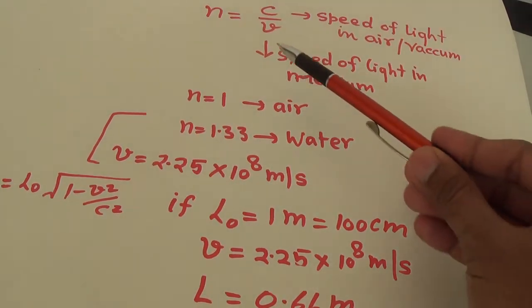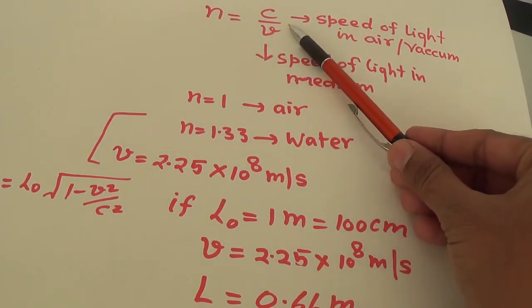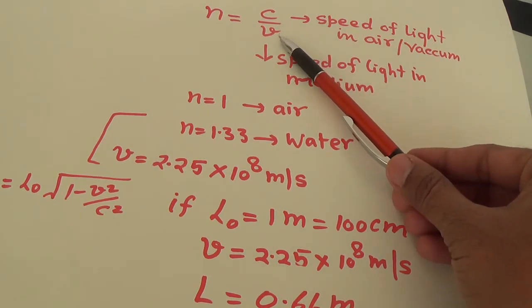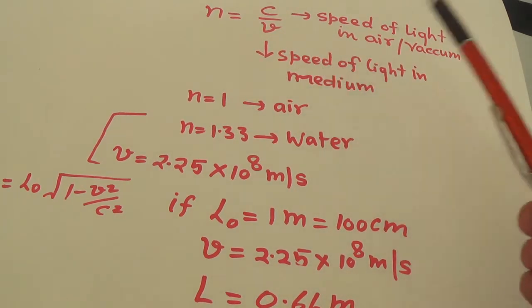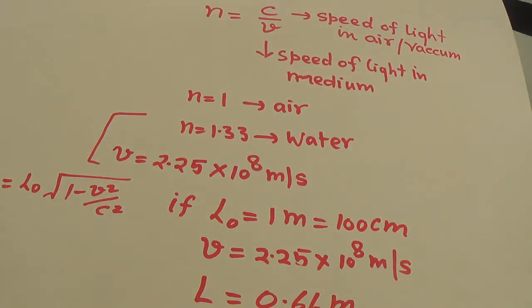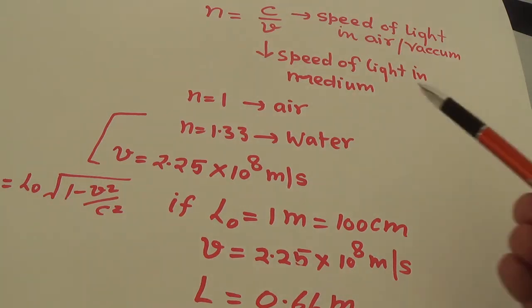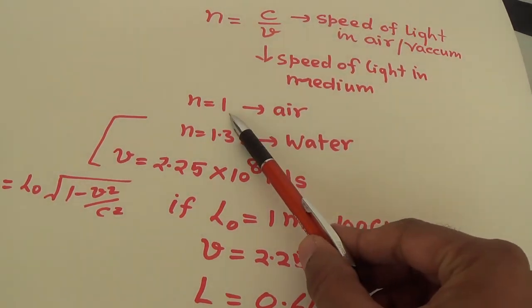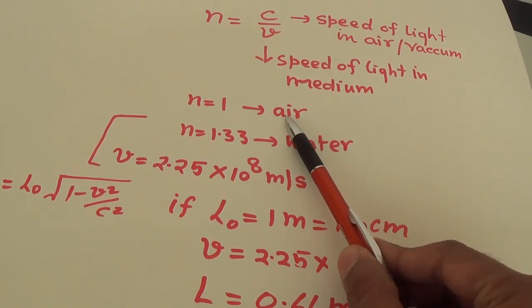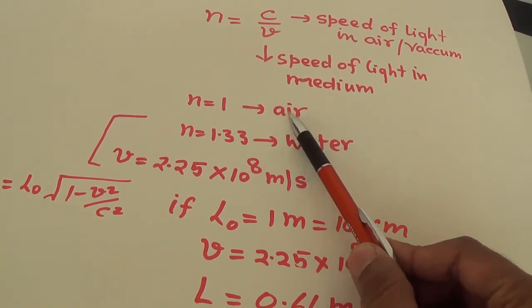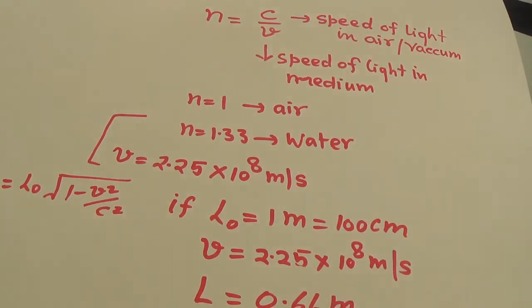Here we know that the refractive index is defined with the help of the speed of light in a medium. Basically the refractive index is the ratio of the speed of light in two different media. One is air and the second is any denser medium. We know that n is equal to 1 for air. The refractive index of air is 1. It means the speed of light in vacuum and in air is almost the same. C is equal to V, so n is equal to 1.